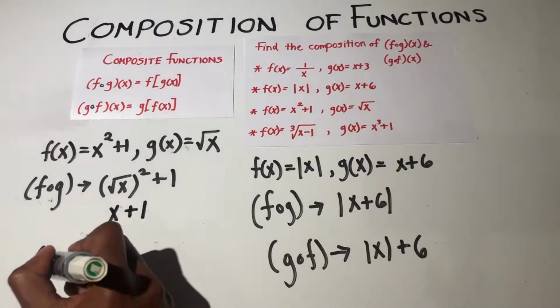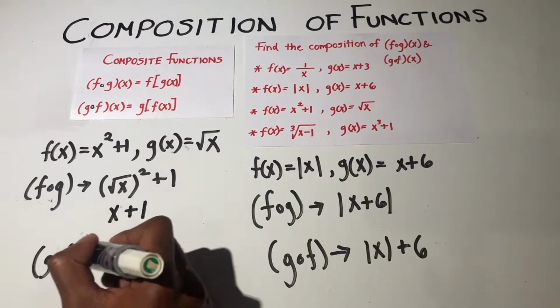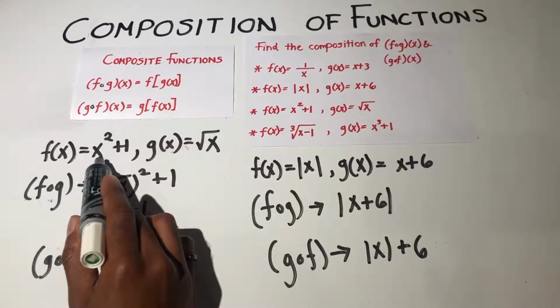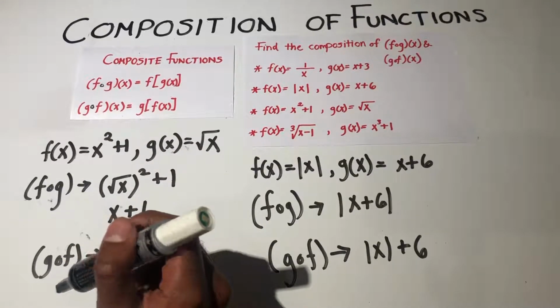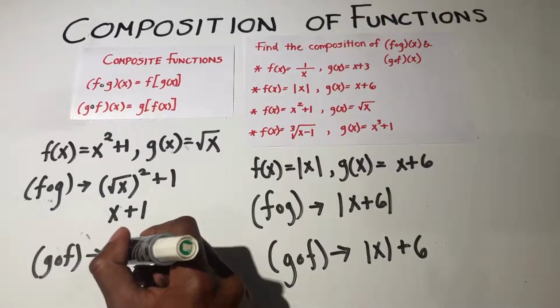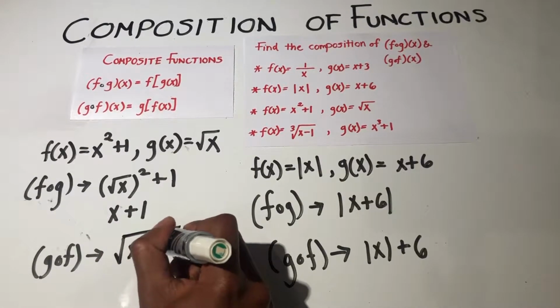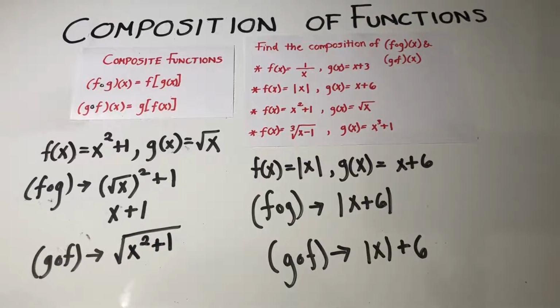For g of f of x, we're going to take x squared plus 1 and put it in the absolute value of x. That's going to give us x squared plus 1. And we just leave it like that.